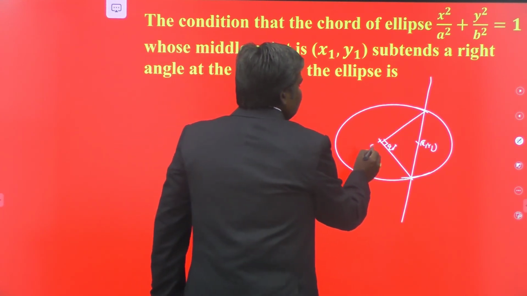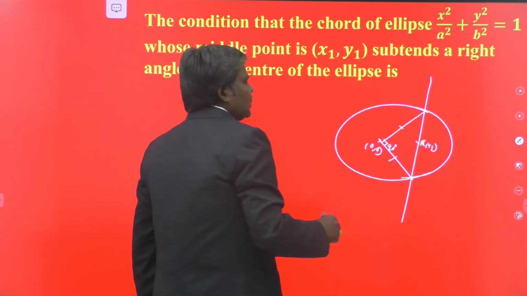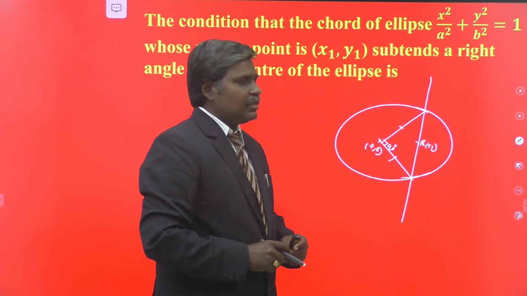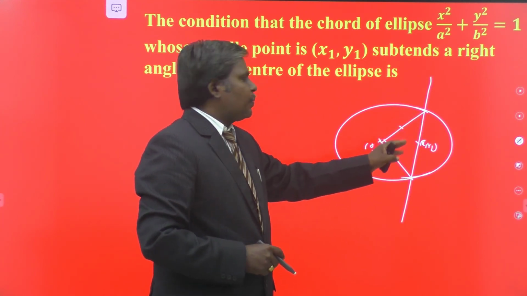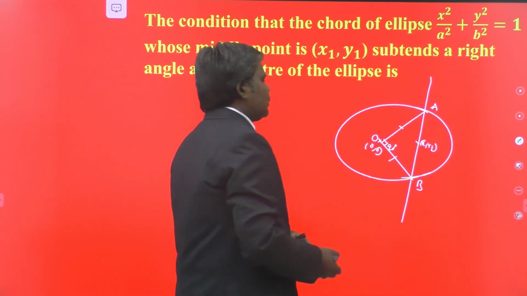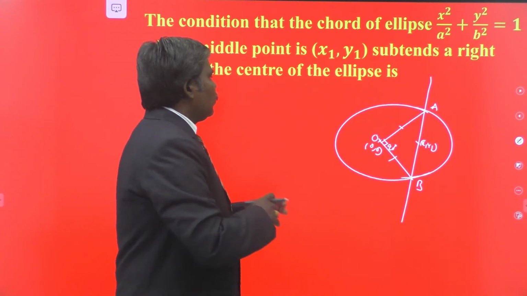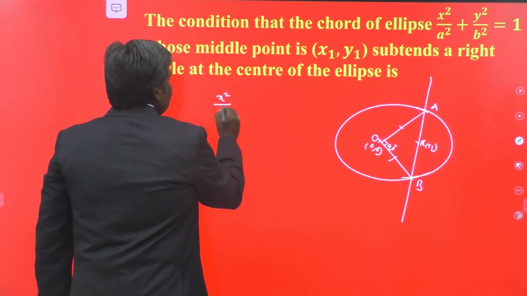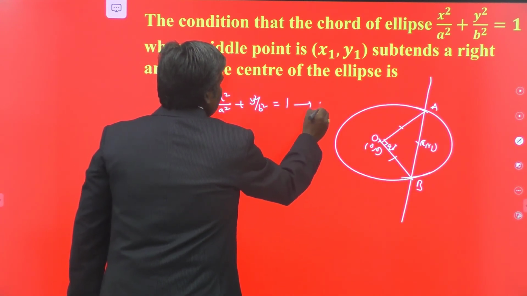So what is the center? (0, 0). To get the pair of lines joining the points of intersection of the line and curve with the origin, what do you have to do? Homogenizing. By homogenizing the ellipse with the chord with the given midpoint, we obtain the pair of lines OA and OB, and the angle between them is 90 degrees. You have to write coefficient of x² plus coefficient of y² is 0. We obtain that condition. Understand? So what is the ellipse equation? That is x²/a² + y²/b² = 1. This is equation number 1.